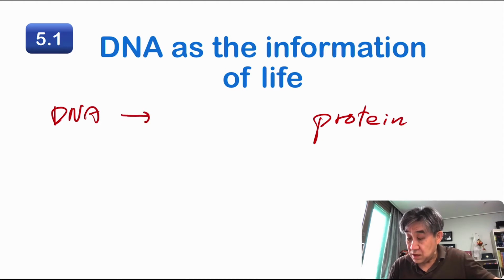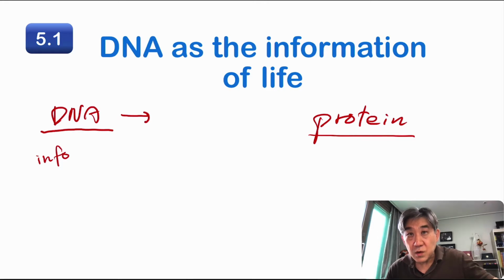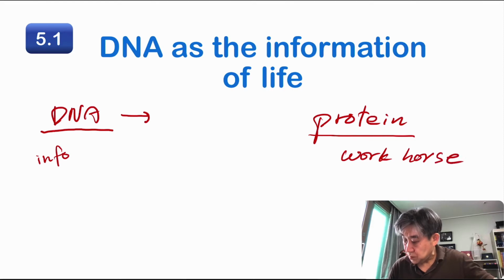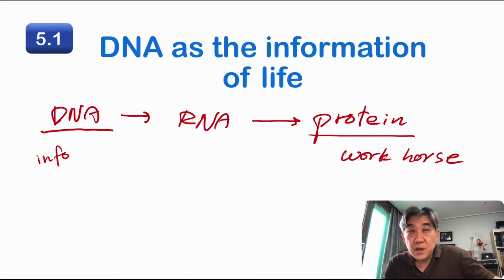And then DNA, this is simply the information, and protein is the workhorse. And there is a middleman which delivers the DNA information. It's like a blueprint. Not every part of the DNA, but only some information contained in the DNA. So that information that is used to become the protein we call a gene.